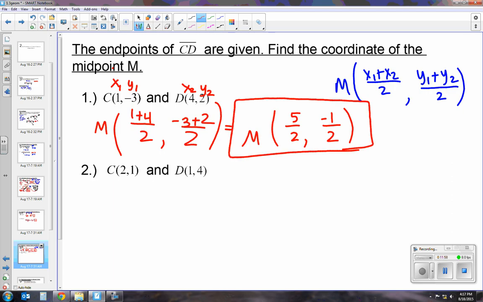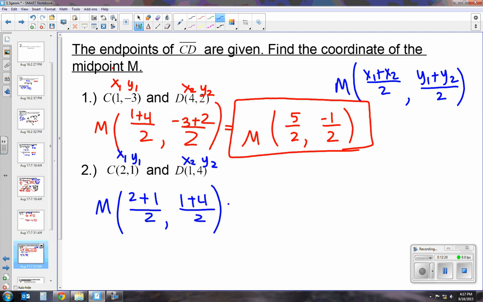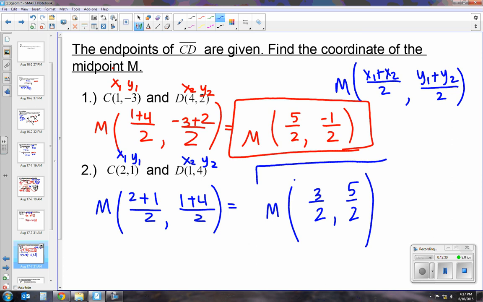All right, so let's try that again. For number 2, first thing we're going to do is label our points: x sub 1, y sub 1, x sub 2, y sub 2. And let's plug that into the formula. Add our x's, which is 2 plus 1 over 2, and then add our y's, 1 plus 4 over 2. Let's simplify. So our midpoint for these two coordinates is 3 over 2 and 5 over 2. And we've got our midpoint using the midpoint formula when I give you two coordinates. All right.